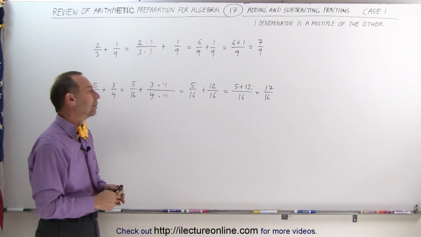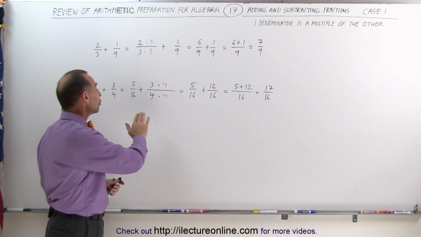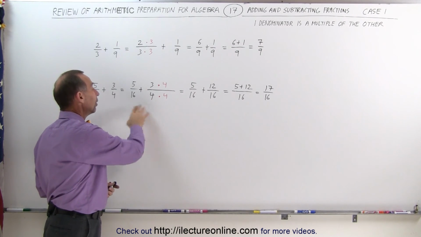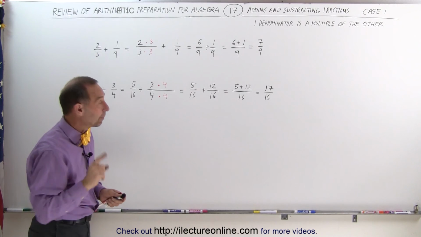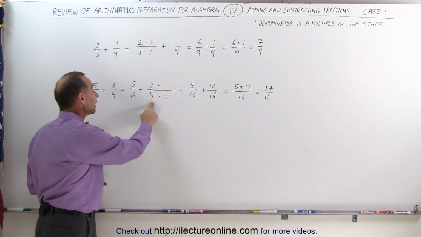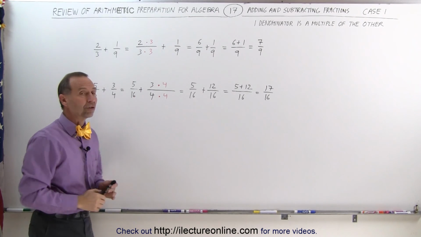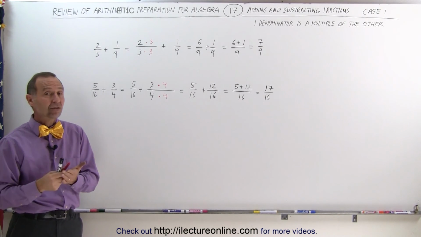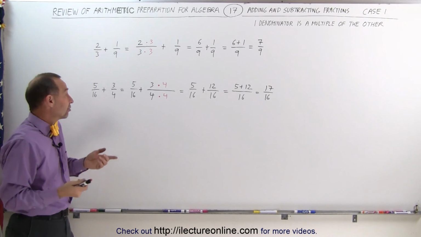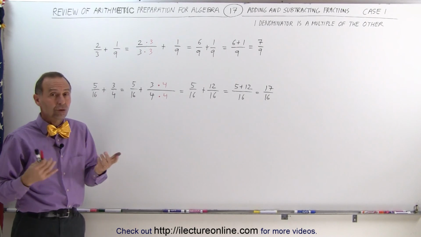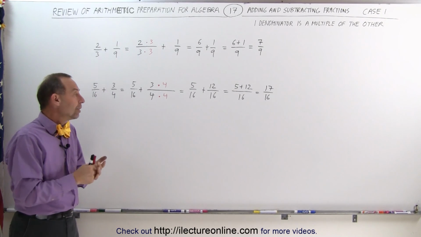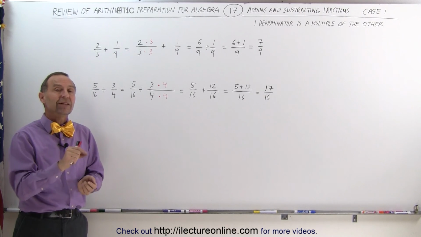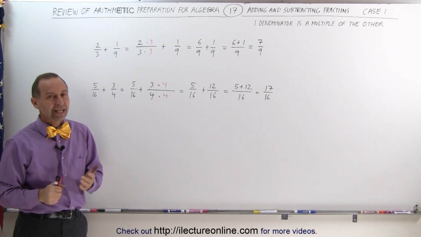It doesn't really matter. What we're trying to do here is simply show you how to add fractions together when the denominators are not the same, but when the smaller denominator fits evenly into the larger denominator. That's what we call case 1 of how to add fractions or subtract fractions. It doesn't matter if there's a plus or minus. You could do both. And how to do that when one denominator fits evenly into the other denominator. And that's how it's done.